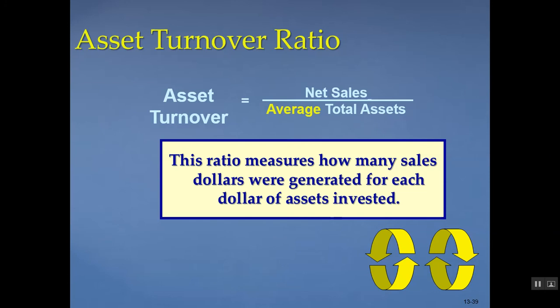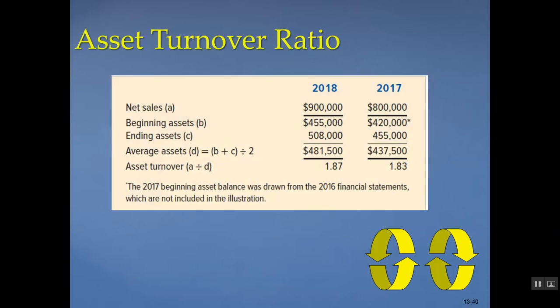Asset turnover looks at net sales divided by average total assets. Average total assets are calculated from the beginning and ending assets. Again, we covered this ratio in chapter 9 when we were talking about residual income and ROI. So the asset turnover ratios for the company are here. And basically what it's telling us is that the assets are turned over 1.87 times during the year.